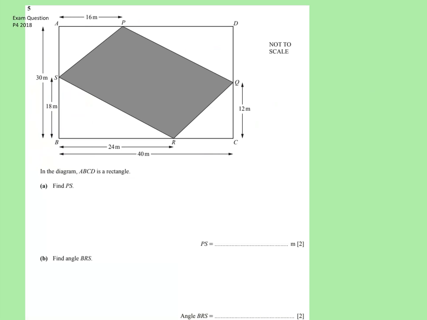Okay, in the diagram, ABCD is a rectangle. Well, that tells me these angles are right angles, which is nice. I've got a bunch of right angle triangles to deal with here. Find the distance PS. Well, actually, what I can tell from everything here, I've got AS is 12. So simple Pythagoras can tell me that PS squared is equal to 12 squared plus 16 squared.